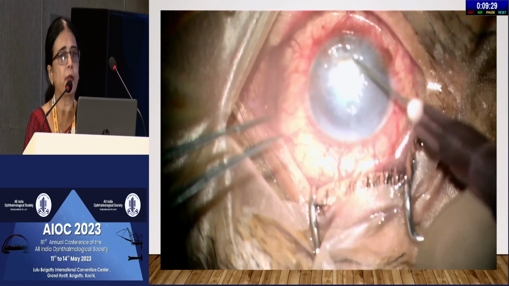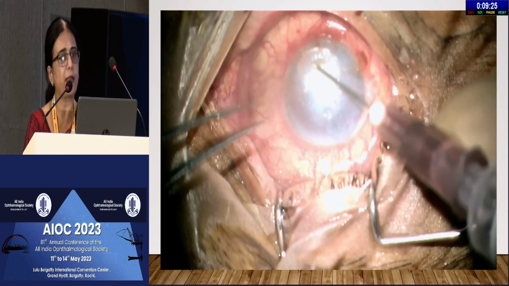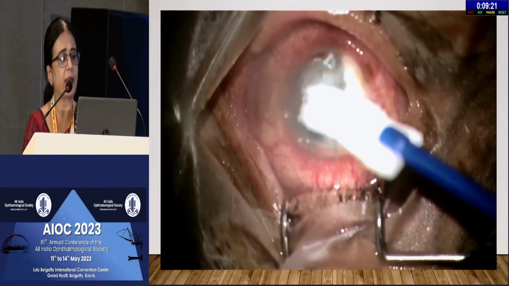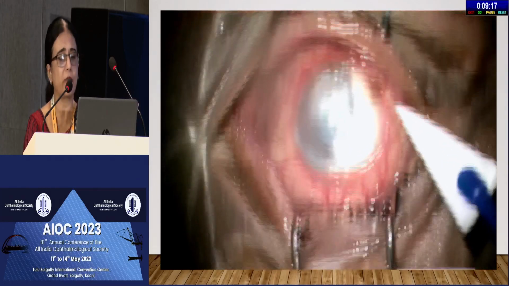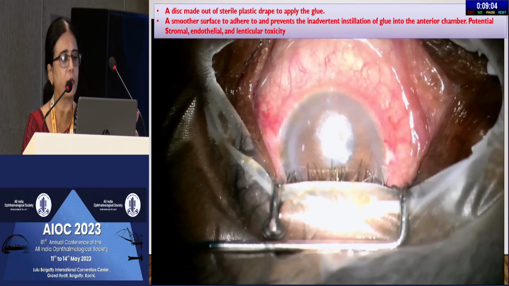It is important that you put an adequate amount of glue, not exceeding, and it should not be very little either. If it is less, it may result in continuous leakage from that site. If it is larger, it may form a bolus and would be very uncomfortable on a non-uniform surface. There's an alternative technique where we can use a small disc made out of a sterile plastic drape, through which we can apply the glue to that site.